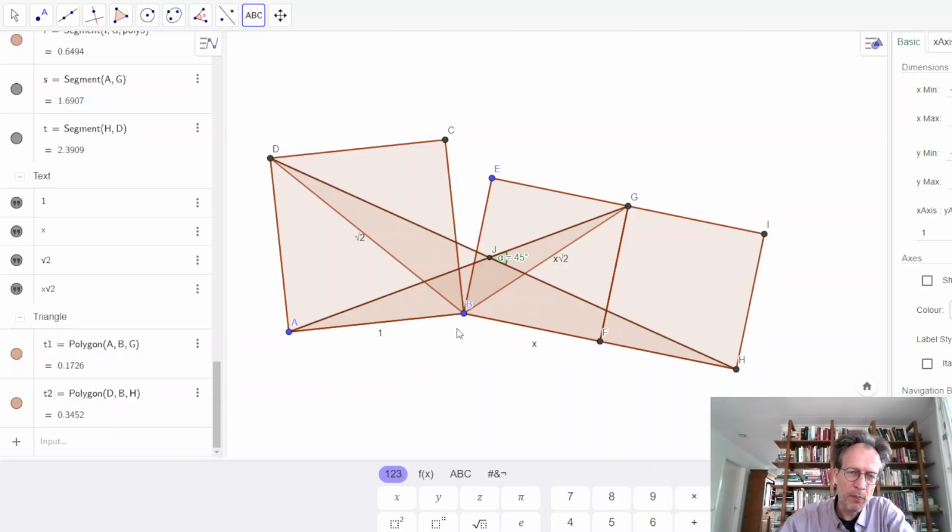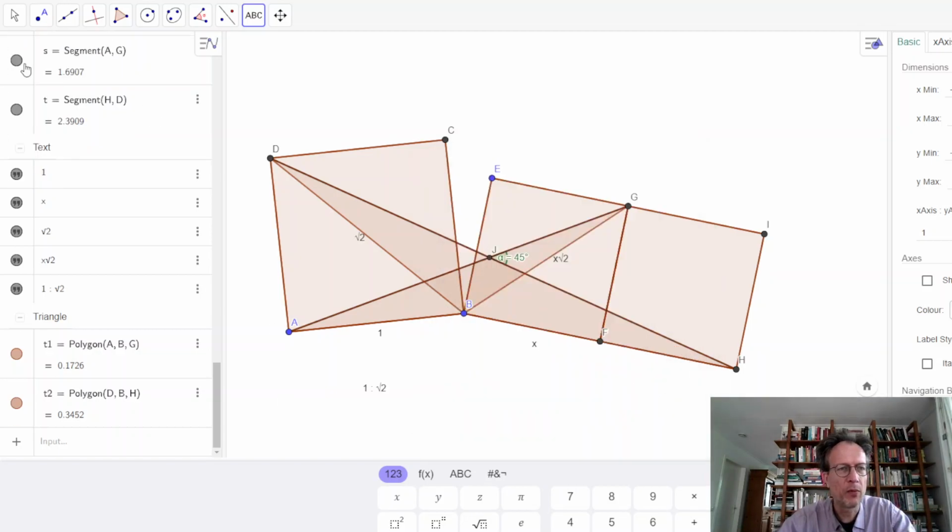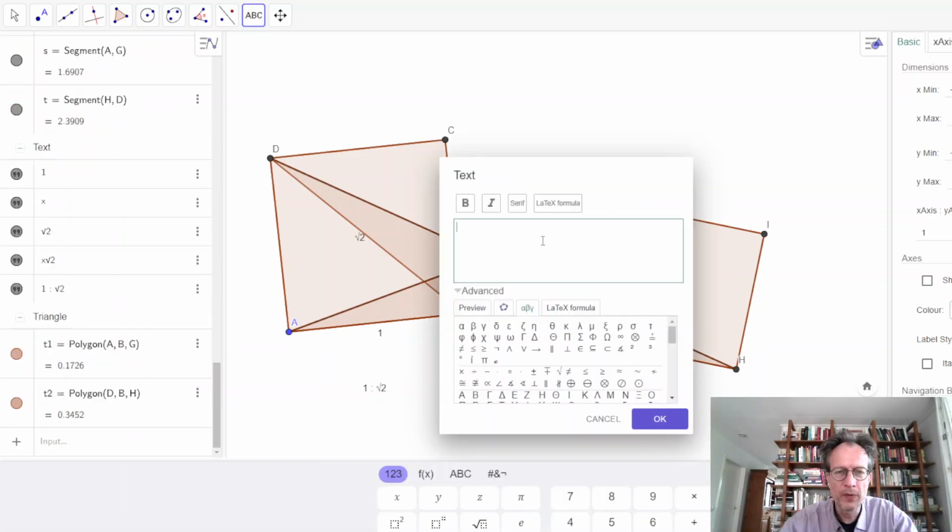Now we look at the proportions of the two adjacent sides. So let's say on the one hand we have the proportion, this one to that is 1 to square root of 2. Yeah, that's the proportion of the shortest sides. And the other proportion, that is x square root of 2 to x.